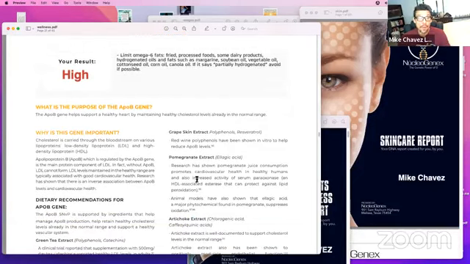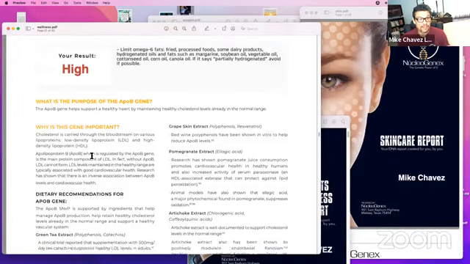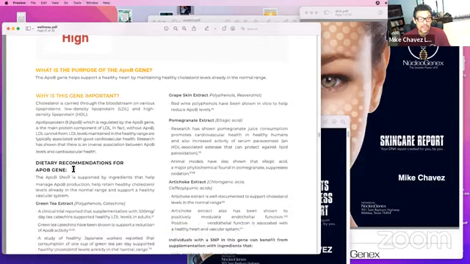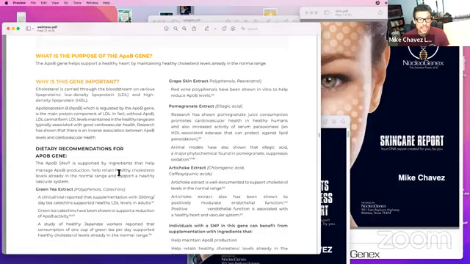Then it talks about why this gene is important. Cholesterol is carried through the bloodstream on various lipoproteins, that's the LDL and the high density lipoproteins, the HDL. This APOB gene is what regulates the main component of the LDL. In fact, without this gene, your levels won't stay the same. Then it goes into the dietary recommendations for this gene variant, which is really cool. It's supported by ingredients to help retain healthy cholesterol levels already in the normal range.